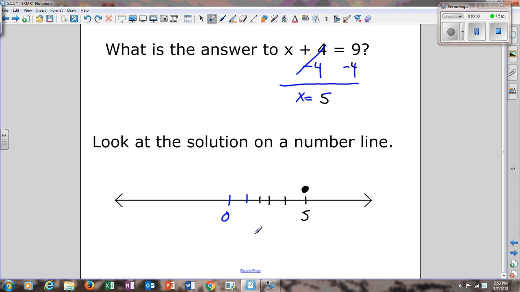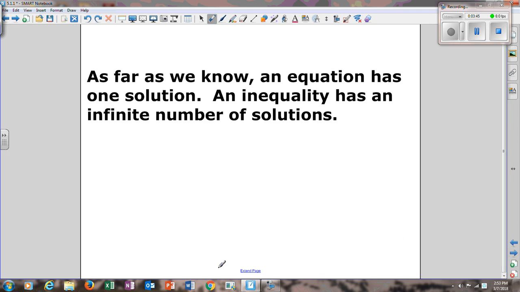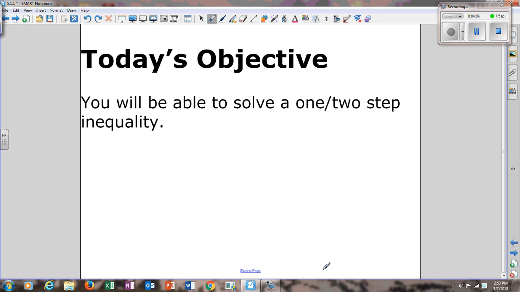That's anytime it's equal to it. As far as we know, an equation has one solution. So there's only one answer, which is why it's only one dot on the number line. An inequality has an infinite number of solutions. So there are literally endless solutions to the answer for an inequality. Today's objective, you'll be able to solve a 1 or 2 step inequality.